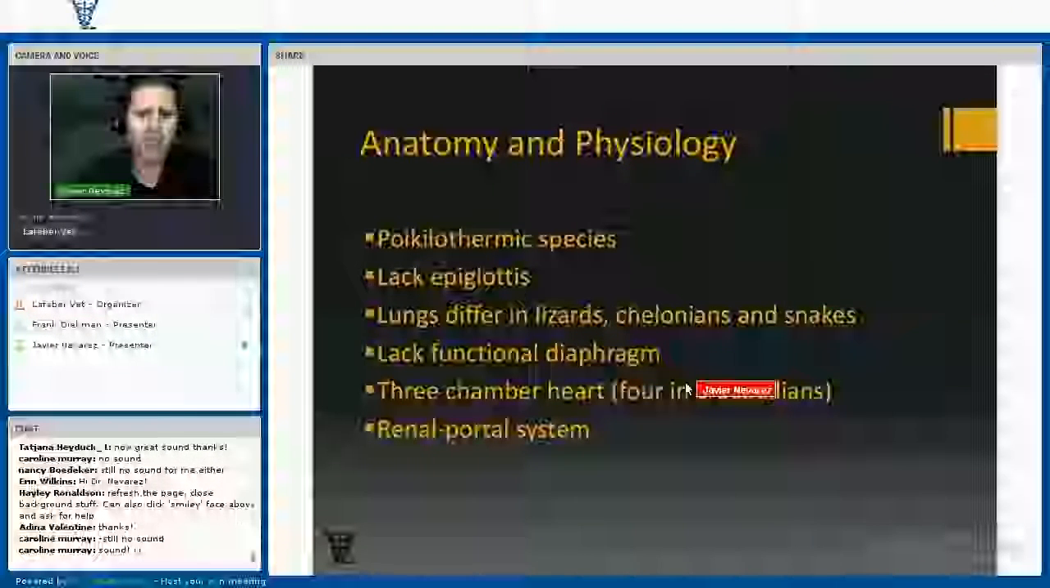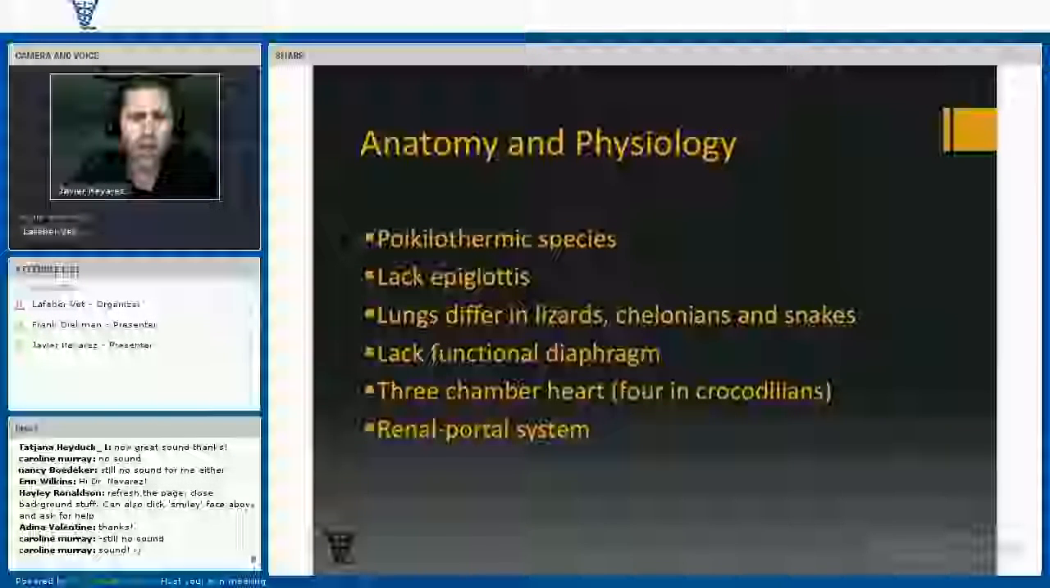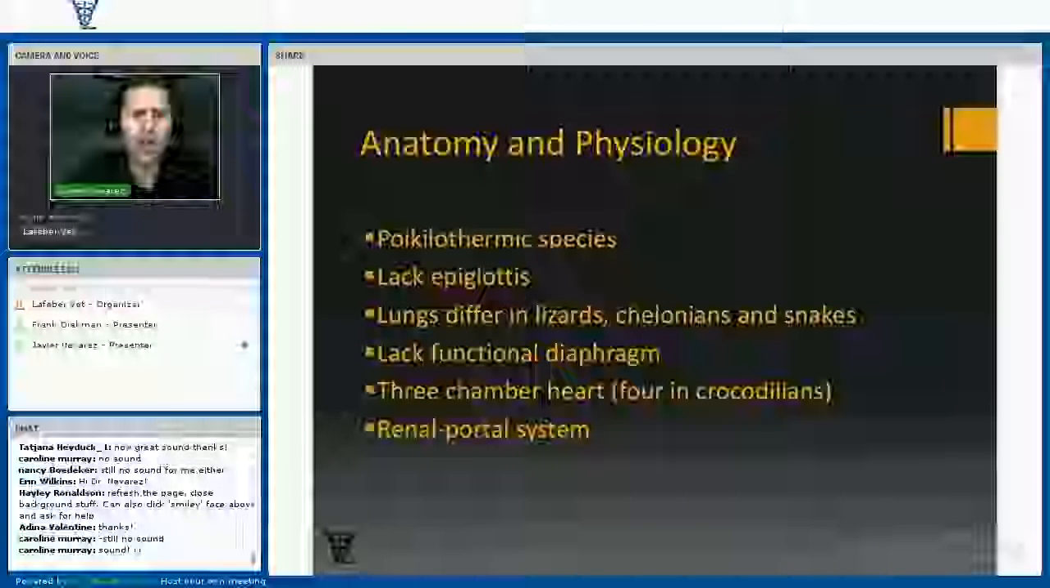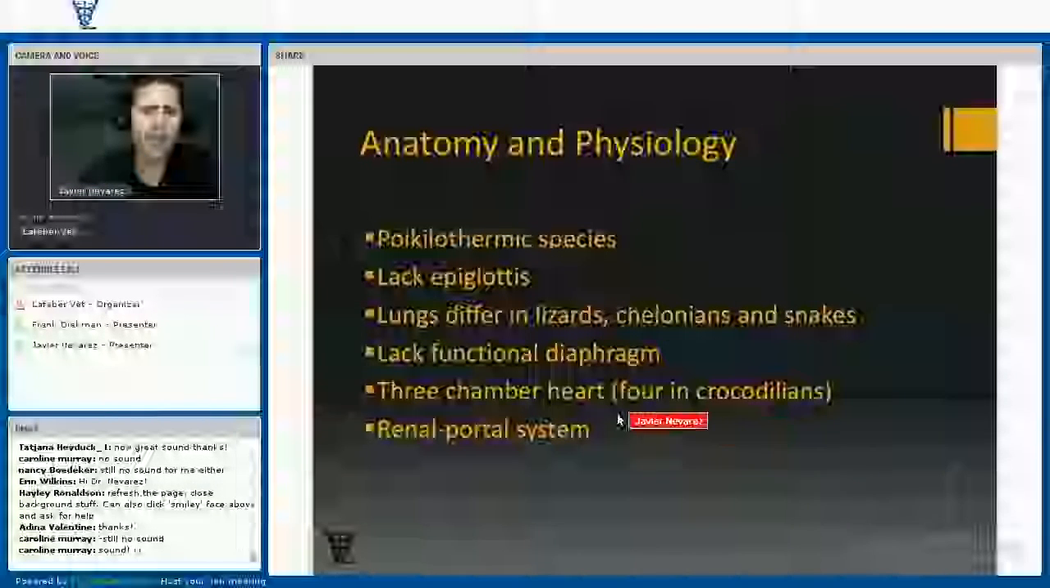They also lack a functional diaphragm, so we have to make sure we are careful when we're working with these animals, not to put any pressure on their coelomic cavity. Also monitor your pressure of the respiration. Also make sure you don't go above 15-20 millimeters of mercury. So again, that's another important consideration.